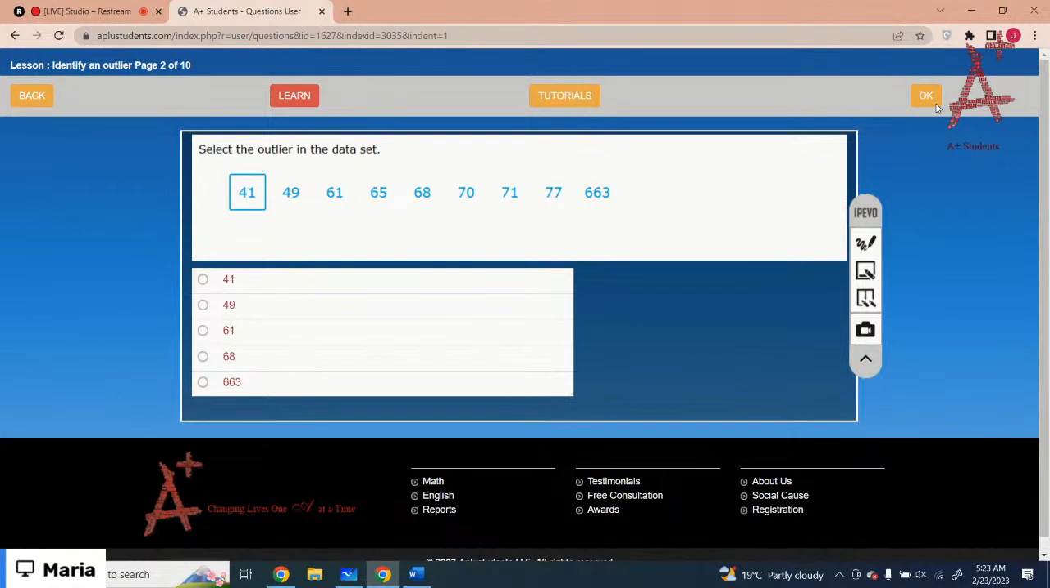Select the outlier 41, 49, 61, 65, 68, 70, 71, 77, and 663, which is the outlier. Yes, 663 is the outlier. Got it? Because the other numbers are two-digit numbers. 663 is the outlier.